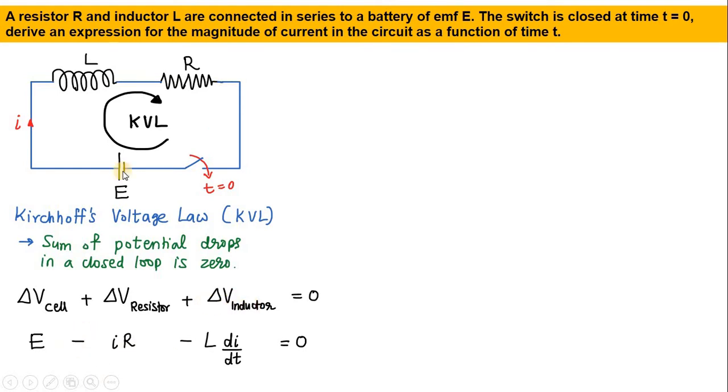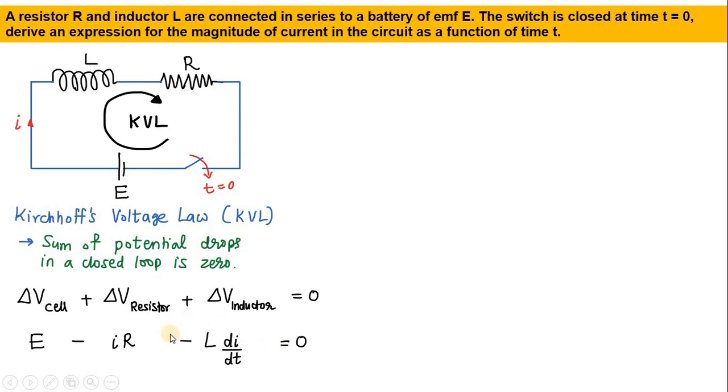For the inductor, we know that as we move in the direction of the current, the potential difference of the inductor is minus L di by dt. So we put all the values in this equation, and we get E minus IR minus L di by dt equals 0.